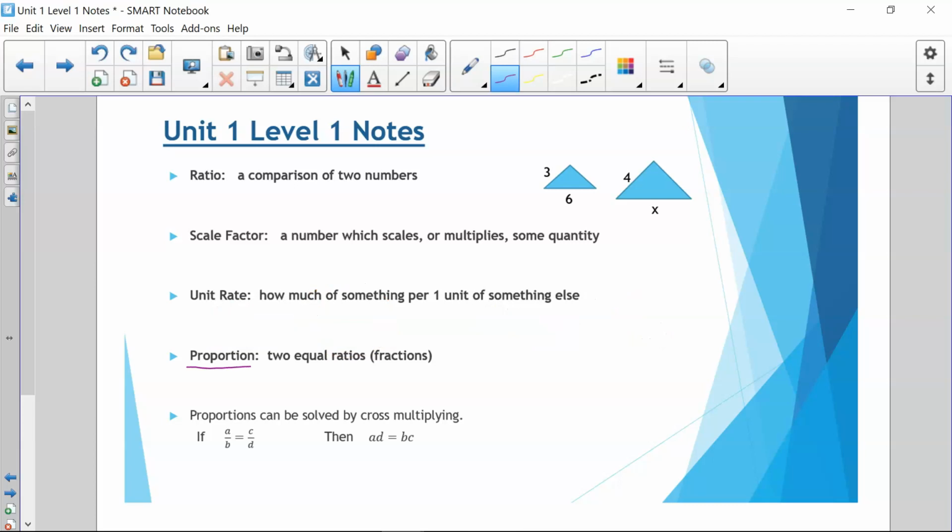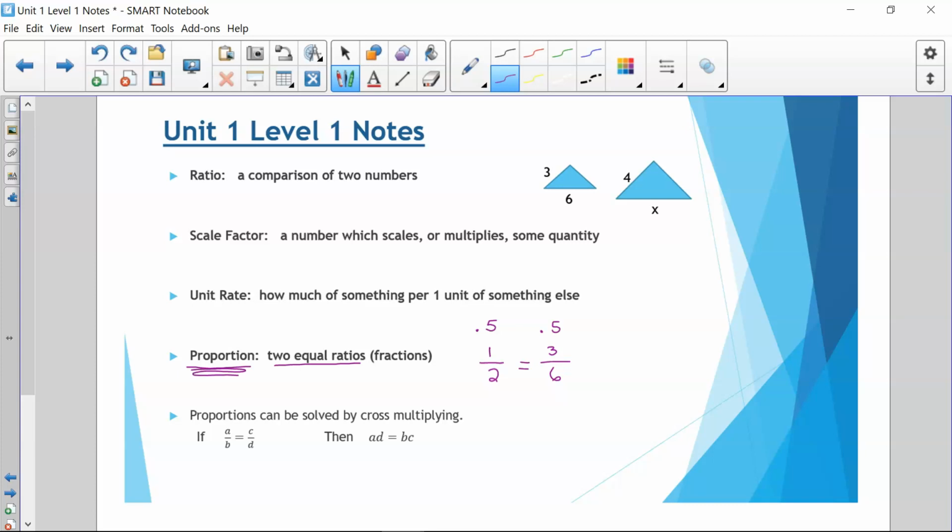A proportion is two equal ratios or two equal fractions. So if I have a fraction of 1/2, I can multiply by 3 to the top and the bottom, and it still keeps that value of 0.5. So that would mean that these are two equal fractions making a proportion.